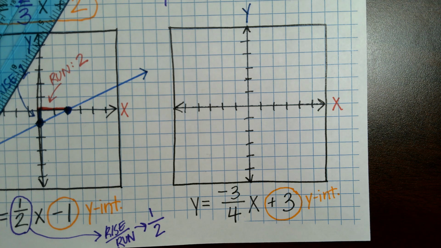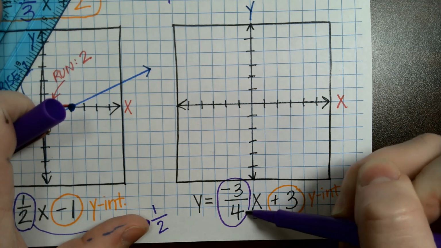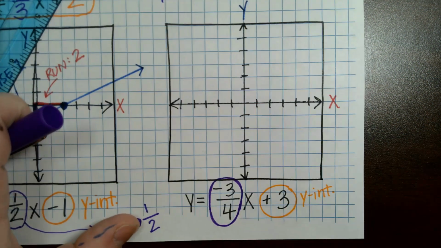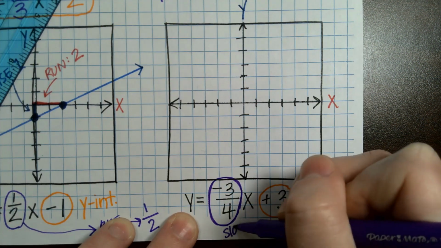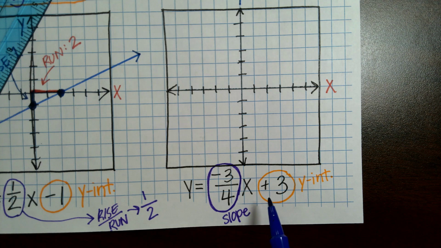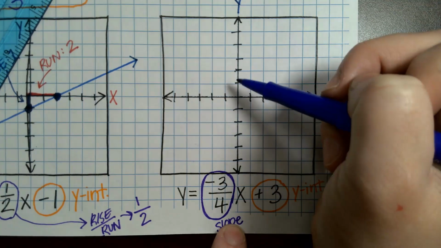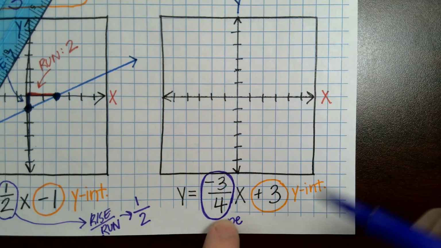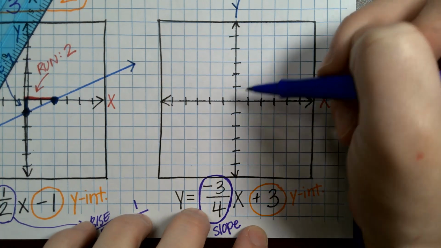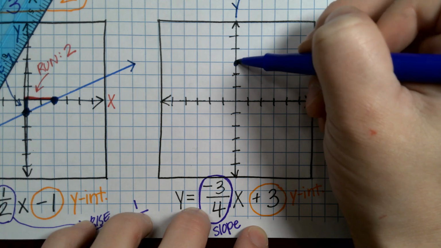All right. And what's our slope? -3/4. So that's going to make our rise and run look a little different. Let's go ahead and start with our y-intercept. Where's our first point going to be on the graph? 3. Ah, that's okay. So we start with our y-intercept. If it's a plus, we go up. If it's a minus, we go down. So since it's +3, we'll go up 1, 2, 3 on the y-axis. There's our first point.